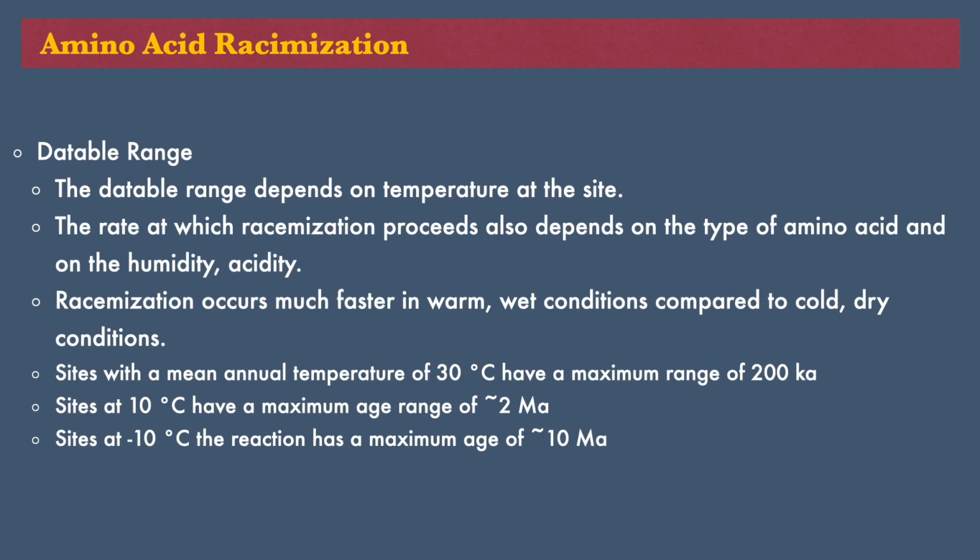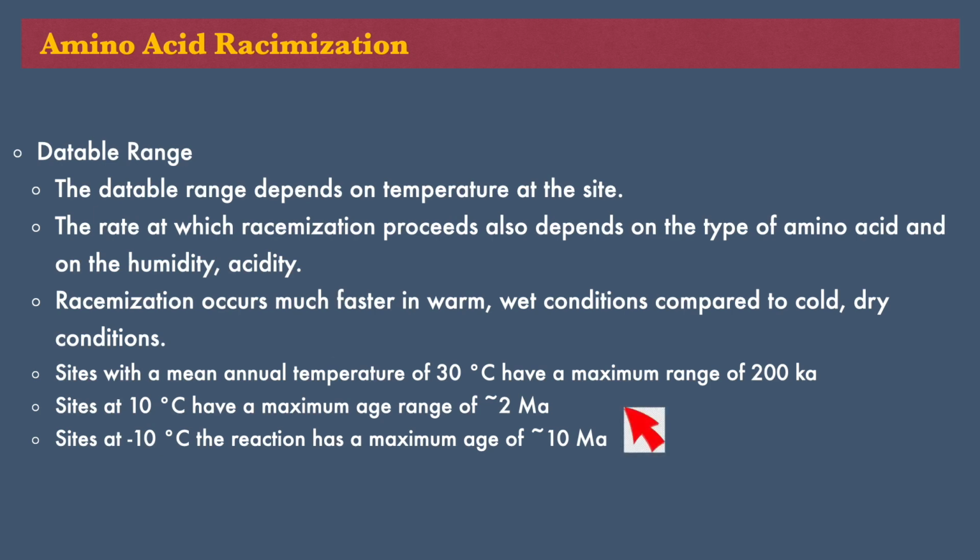The datable range for this method depends on the temperature at the site. It also depends on the type of amino acid, humidity, acidity and aridity. The process of racemization occurs much faster in warm and wet conditions compared to cold and dry conditions.